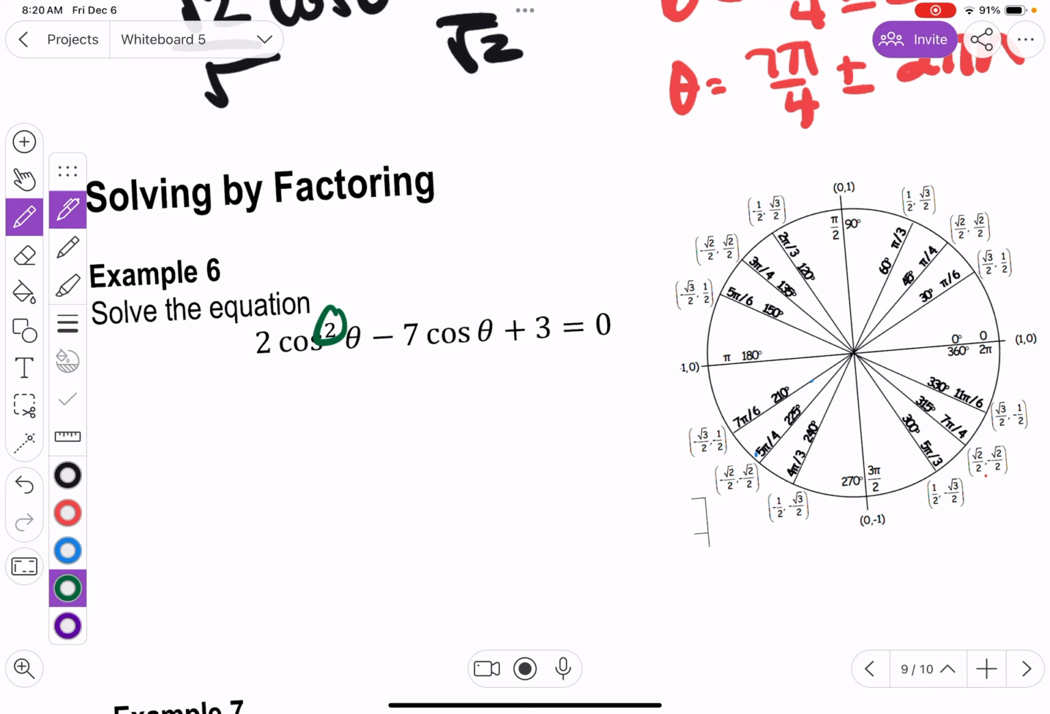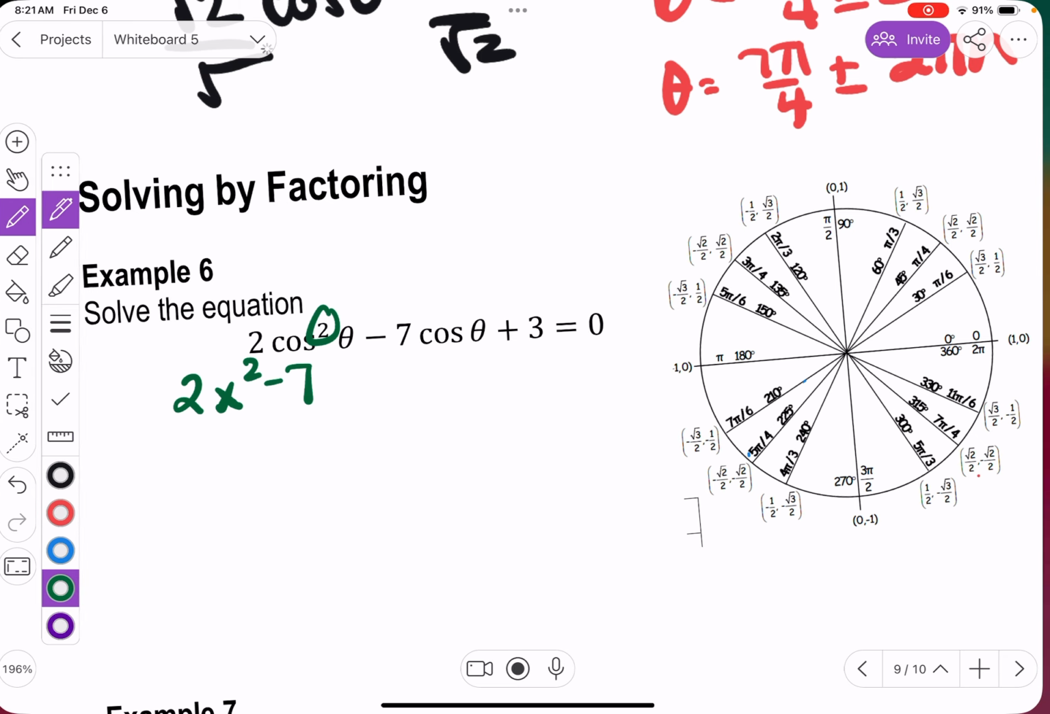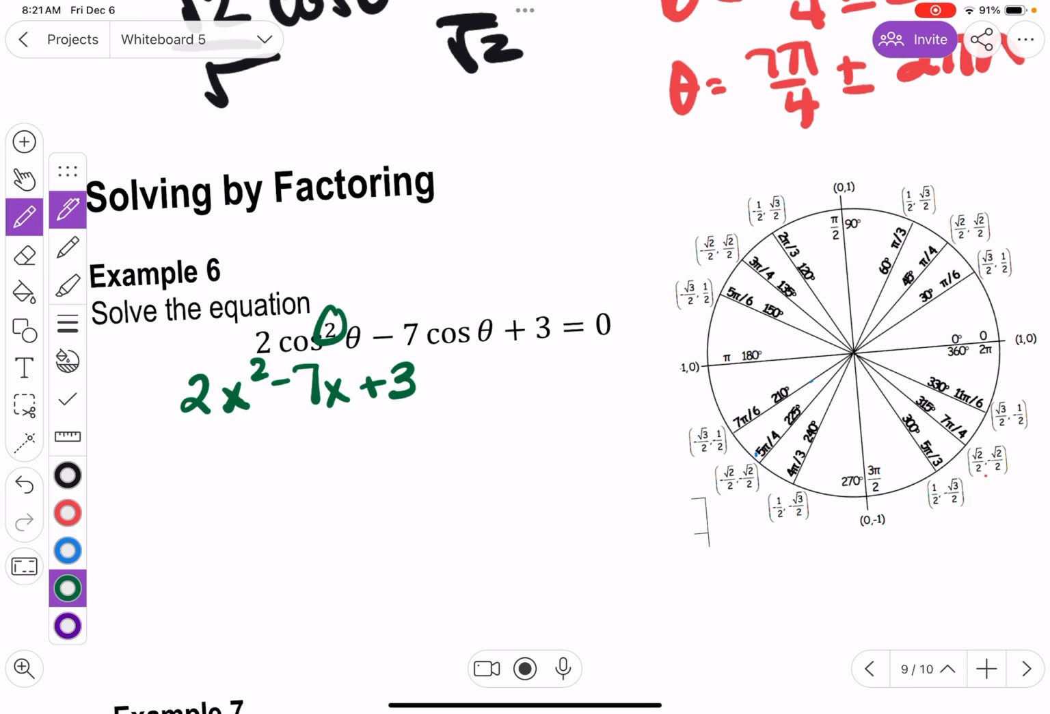So we'll write this as 2x squared minus 7x plus 3, and it's set equal to 0. This is a classic factoring problem for us now. So we'll go ahead and factor it. So to factor this, however you factor, we're going to get our factors for this. I'm going to factor using a method like this. That's 2, so it'll be x squared minus 7x plus 6.